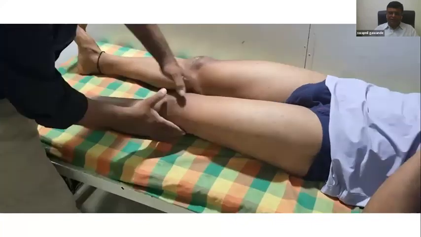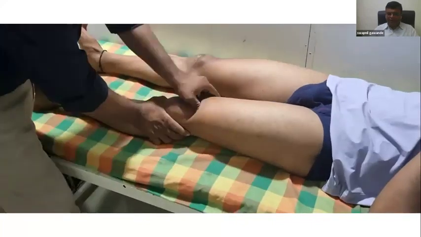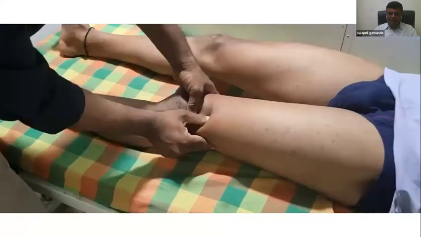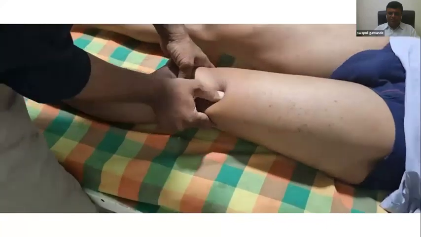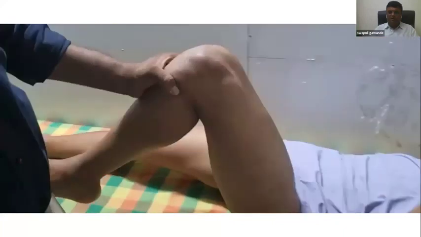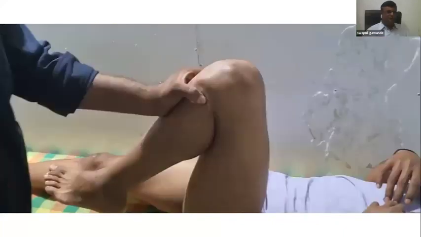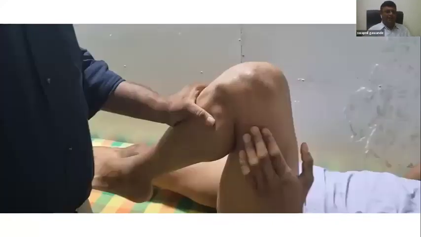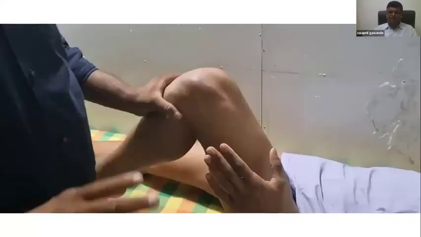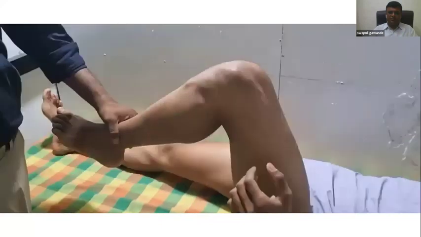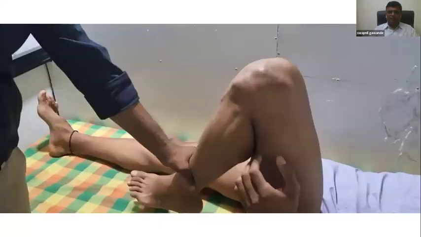This is a live video shot. There is no edit done in this particular video. So for that you should know, you can see that he has flexed the complete knee and he is telling that pain is also reduced. He is telling me he can fold only up to this extent.